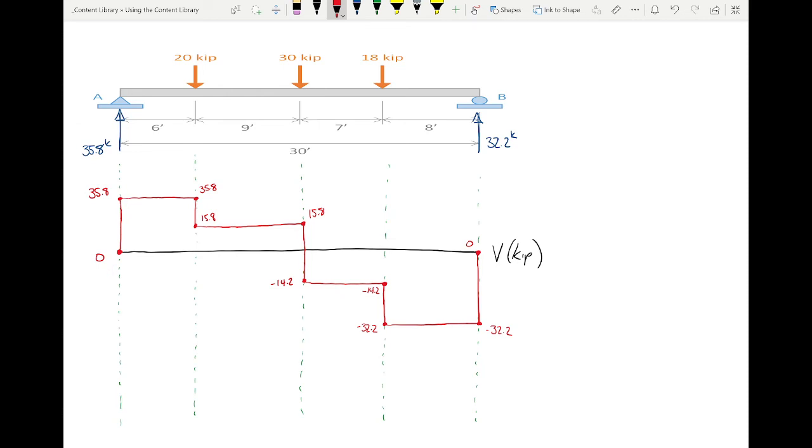Now, let's think about some things. In order to draw the moment diagram, we must integrate this diagram. Mathematically, this diagram is a series of constant functions, so the moment diagram should be a series of linear functions, right? Let's see if that bears out. But first we've got to integrate. What does it mean to integrate? It means to find the area under the curve. Let's see if we can do that. Let's start with this region right here.